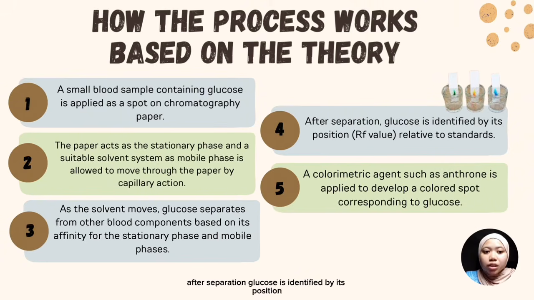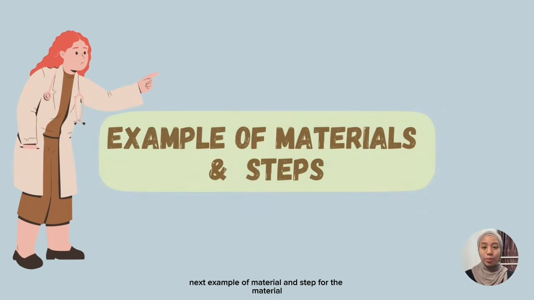After separation, glucose is identified by its position, the RF value, relative to standards. Lastly, a colorimetry agent such as anthrone is applied to develop a color spot corresponding to glucose. Next, an example of material and steps.